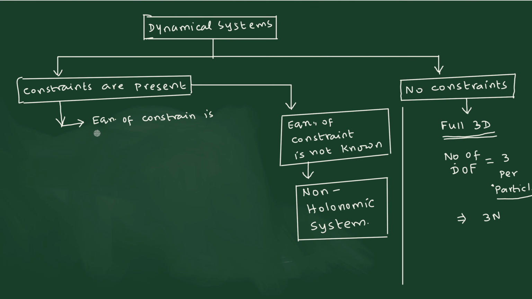is known. Because this is the well-known thing, if it is known, then the classification is clear, and then we can proceed with the reduced number of degrees of freedom. That is why I am writing this particular case as the first one. So the equation of the constraint is known and it is an equality. It is an equality relation. This is the first condition.